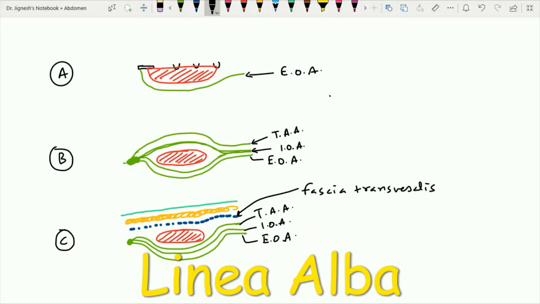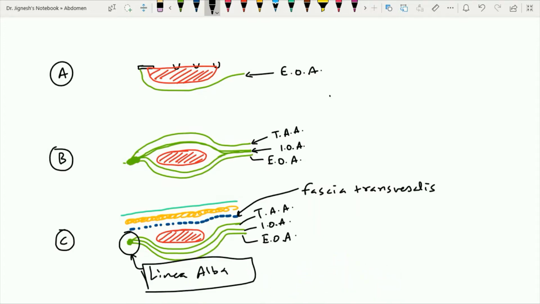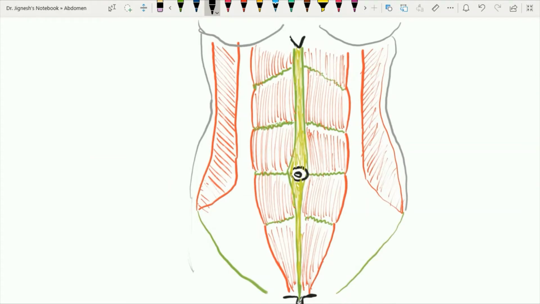Now let's see the medial boundary of this rectus sheath. The medial boundary of this rectus sheath is going to be formed by this linea alba. So here in this figure we can appreciate that this is the interlacement of the three flat muscles' aponeurosis in the midline, and this is the fibrous structure called the linea alba. This linea alba is going to attach above with the xiphoid process and below with the pubic symphysis, and it is narrower in the lower part while it is broader in the upper part.